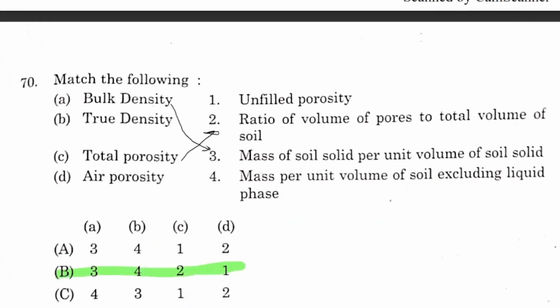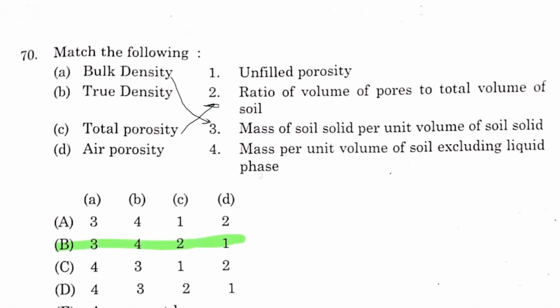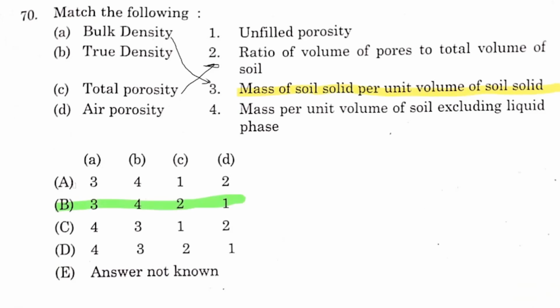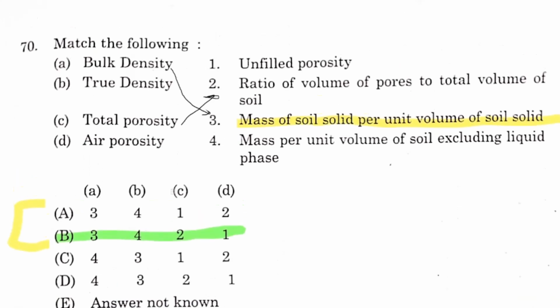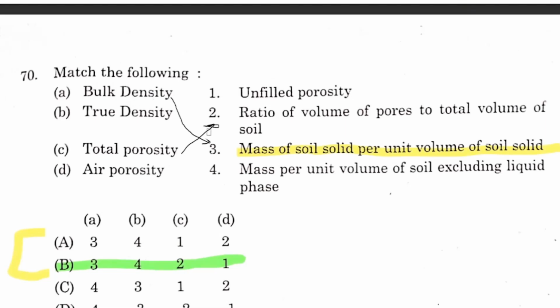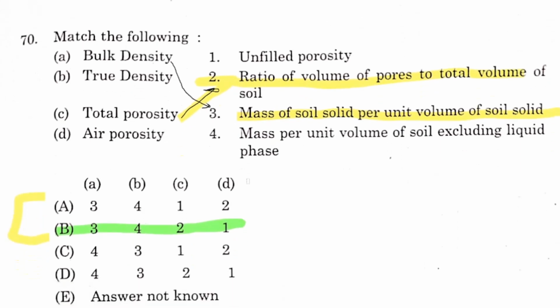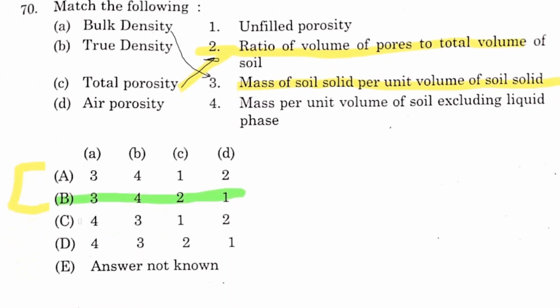Next question number 70. This is also a match type question. Bulk density is the mass of the soil solid per unit volume of the soil. So option A belongs to 3. Next, total porosity is the ratio of the volume of the pores to the total volume of the soil, and C belongs to 2. So here option number B is correct.